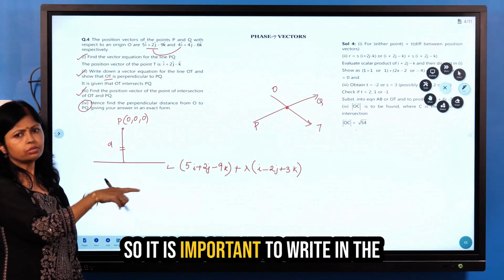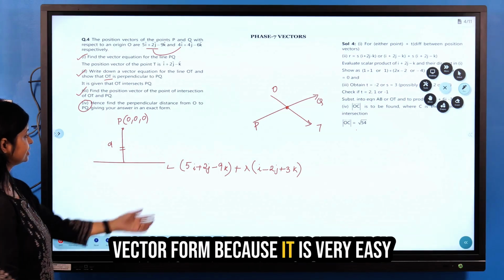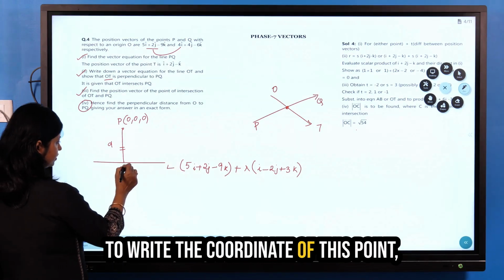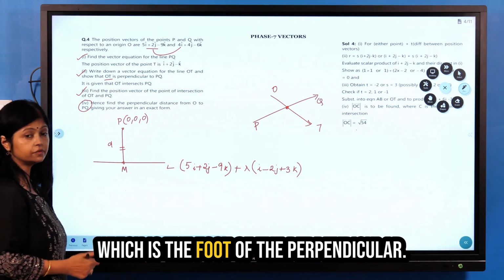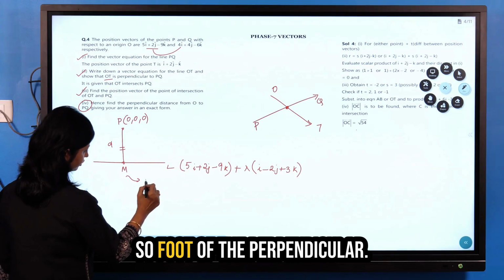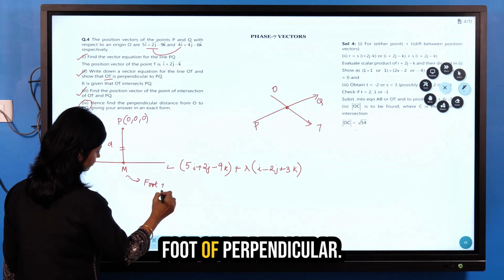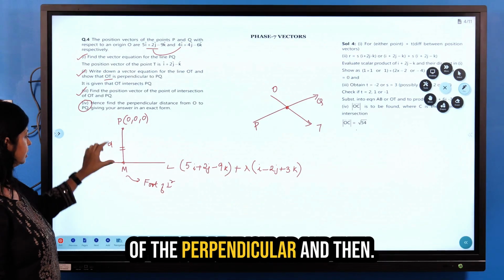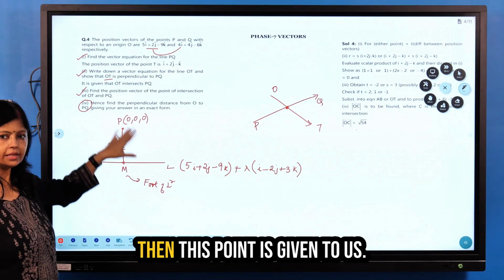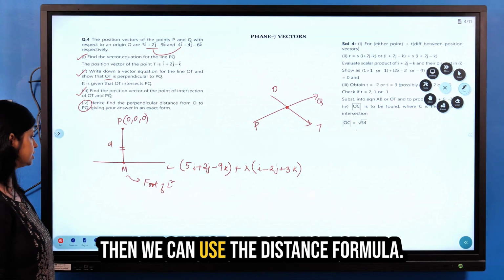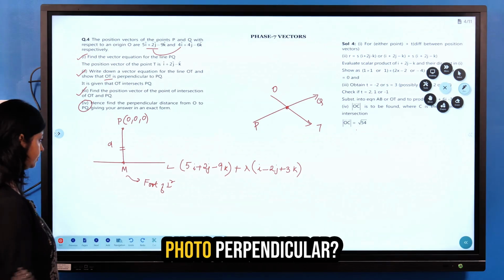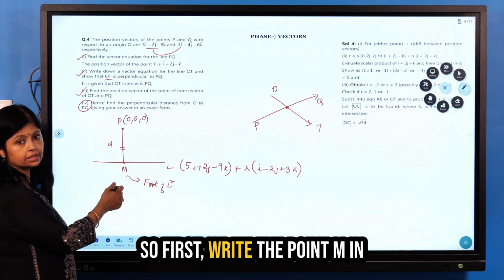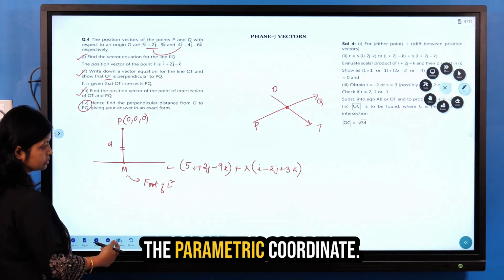It is important to write in the vector form because it is very easy to write the coordinates of this point, which is the foot of the perpendicular. We have to first find the foot of the perpendicular, and then since this point is given to us, we can use the distance formula. How do we find the foot of the perpendicular? First write the point M in the parametric coordinate.